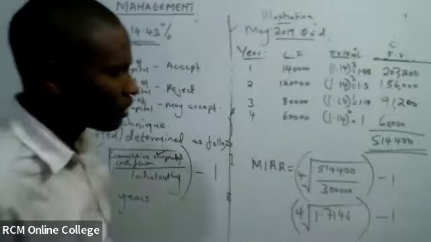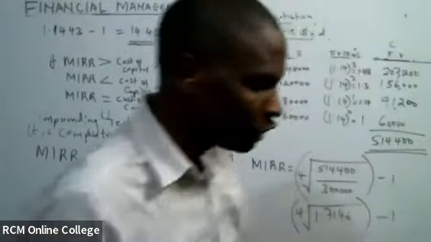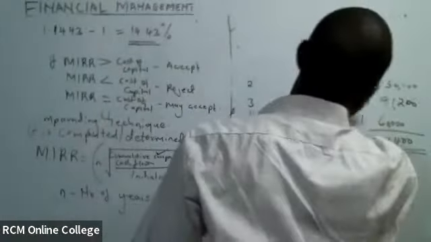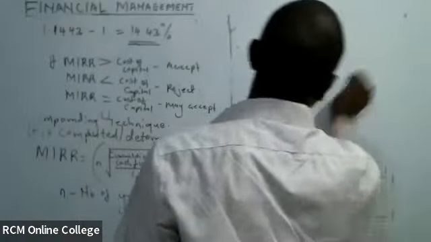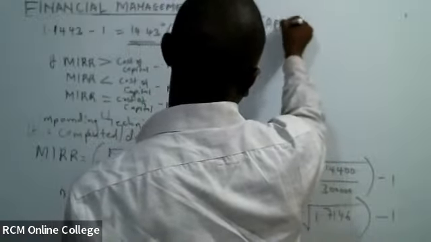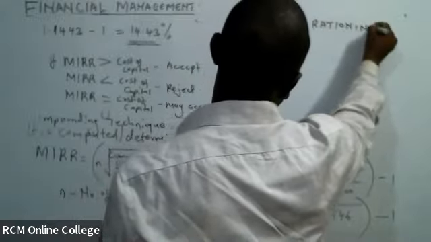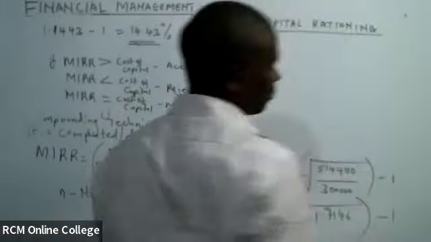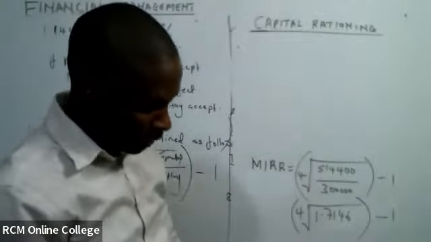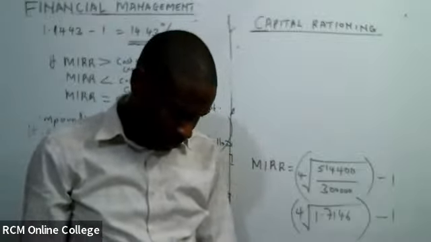So class, that is it. Next time we meet, we shall be looking at capital rationing. But we have some assignment for you. You'll be able to look at the types of capital rationing. You'll be looking at the causes of the capital rationing, or those types, and that would be it. So let's have several assignments hapa.